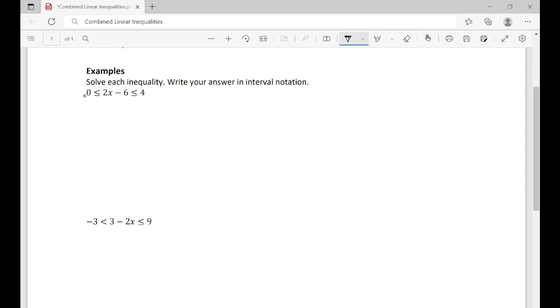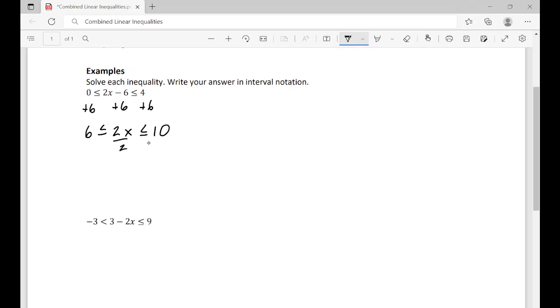So we're going to solve this inequality here. 0 is less than or equal to 2x minus 6 less than or equal to 4. So again, we're going to take everything that's in the middle and move them out to the sides. So to get x by itself, I'm going to add 6 to all three sides, and I'm going to end up getting 6 is less than or equal to 2x less than or equal to 10.